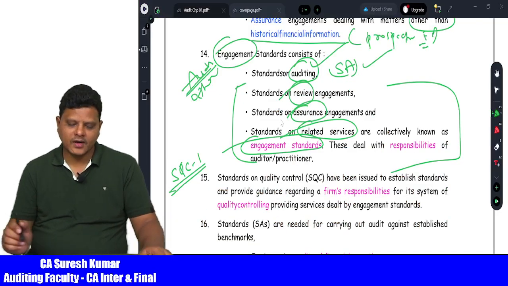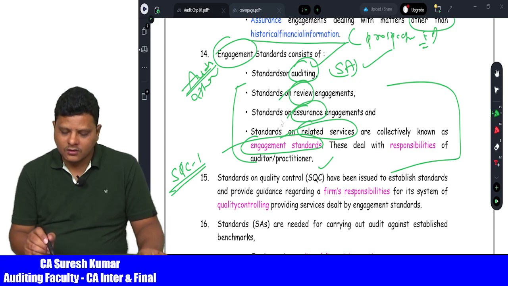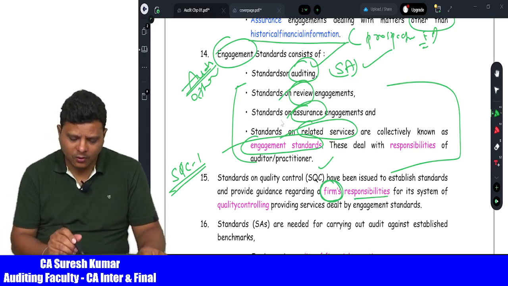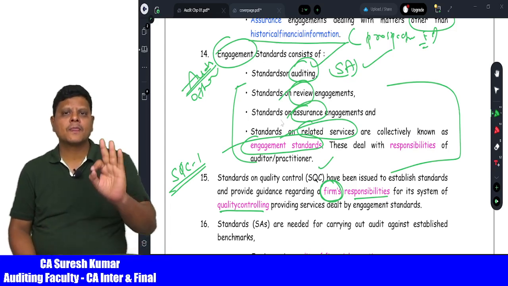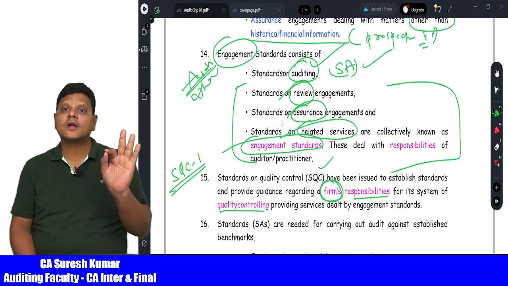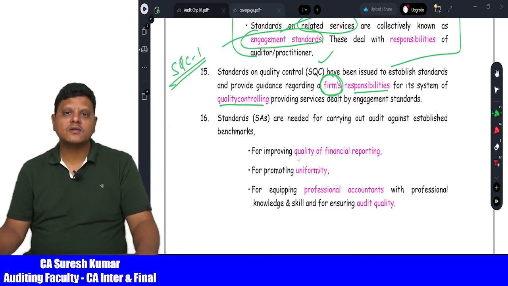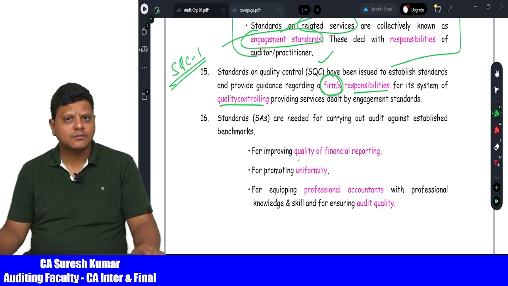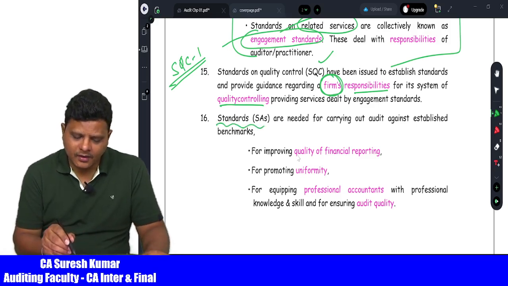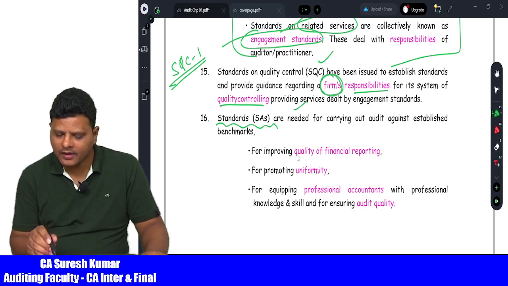Now, a one-line summary of the entire discussion. SQC 1 is issued by the Institute, which talks about whose responsibility? The firm's responsibility only, to maintain what? Quality controls. So the point to be noted here is that the SQC 1 standard is applicable only to CA firms. When I say CA firms, what does it mean? It is not applicable to the partners. To the chartered accountants who are appointed as auditors, the Standards on Auditing are applicable in order to carry out the audit.